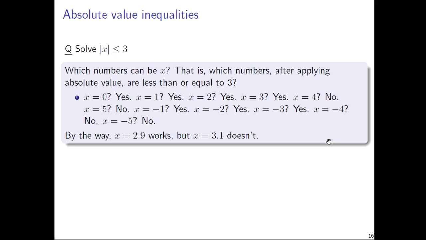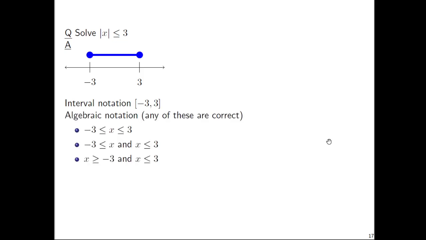But here, just by plugging in values of x, we see what's working and what's not working, and this would be a picture that summarizes all the values of x that work. We include negative 3, we include positive 3, we include all the numbers between. So, now that we have this picture based on experimenting, we can describe this in interval notation: bracket, negative 3, comma 3, bracket. And then we can describe this in algebraic notation as well. So all of these work.